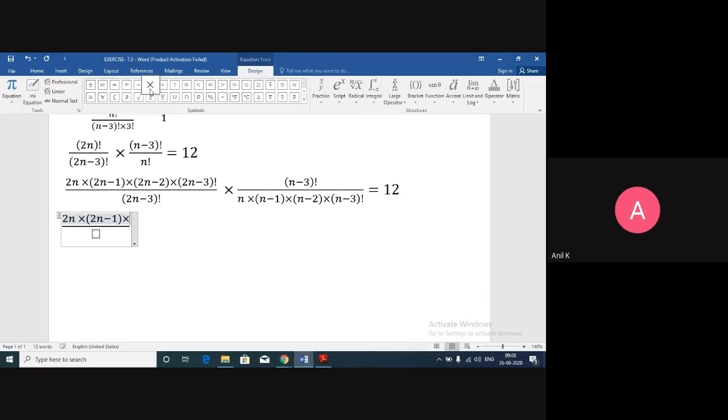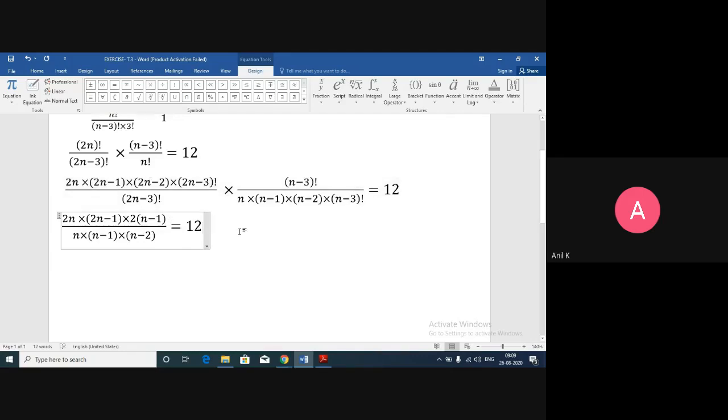What I do is I'll take 2 common, 2 into n minus 1. I have taken 2 common because in 2n minus 2 we can take 2 common. The rest, the (2n minus 3) factorials, both will get cancelled. Now in this fraction, (n minus 3) factorial will get cancelled, so numerator 1 will be left, and the denominator is n into n minus 1 into n minus 2. So here I have n multiplied by n minus 1 multiplied by n minus 2, which is equal to 12.